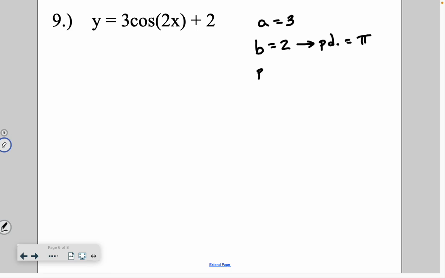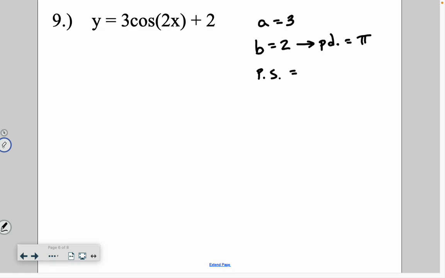Then if we go to the phase shift, let's go to that next. What's my phase shift on this one? Don't overthink this. What's my horizontal shift? There isn't one. Nope. Because there are 2 different ways of thinking about it. If you think about it as the opposite of c divided by b, technically c is 0. You're not adding or subtracting anything in parentheses. So you'd have 0 divided by 2, which still gives you 0.